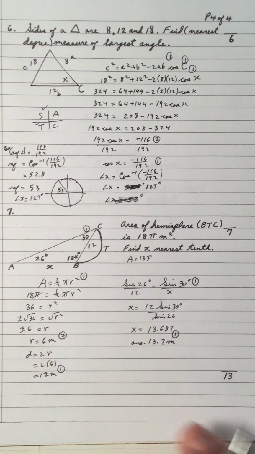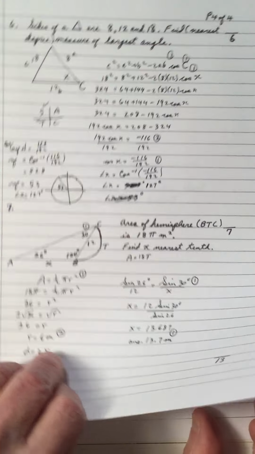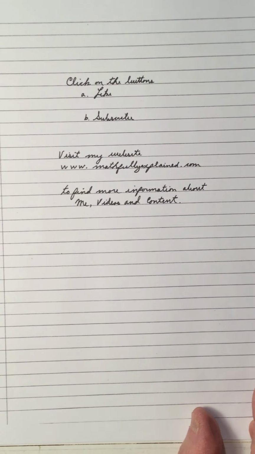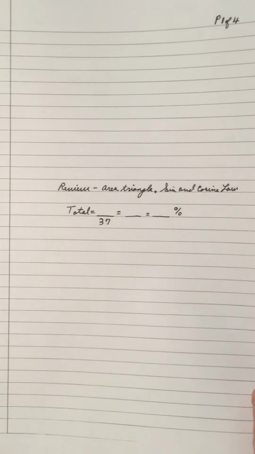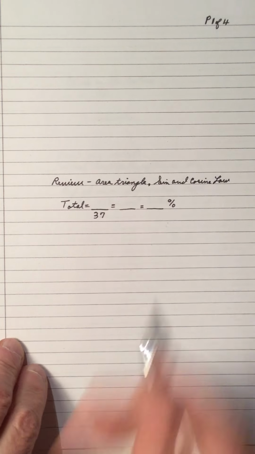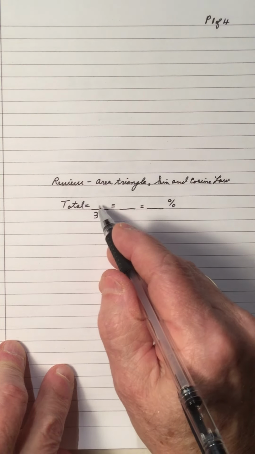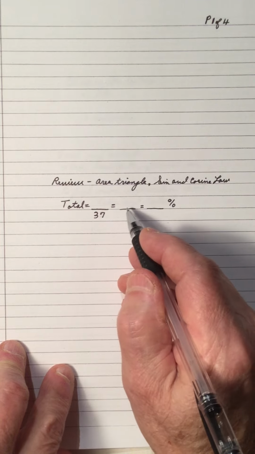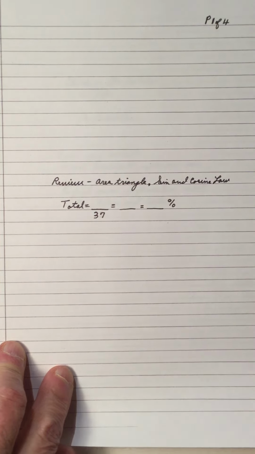And hopefully you worked out everything okay. And add up all your pages. Go back to the first page again. Add up all your pages. Put it over 37. Change it to a percent. Divide the denominator into the numerator and get a decimal. Move the decimal 2 places to the right to get a percent.